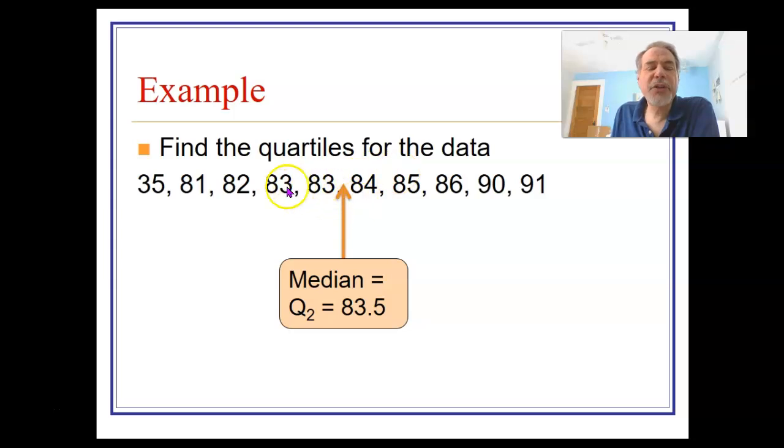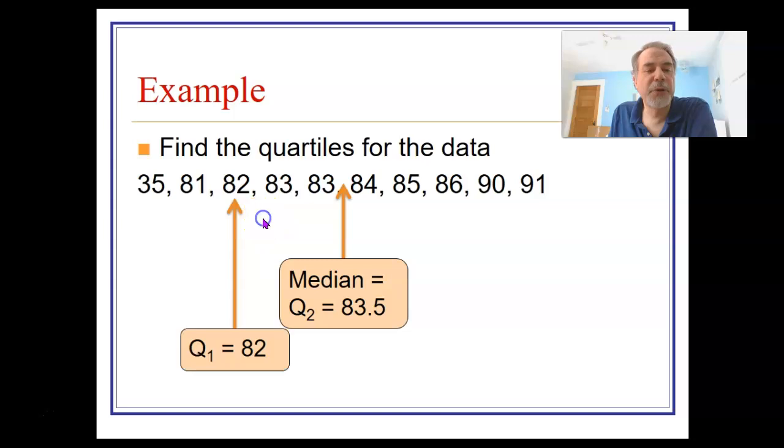Now, if you just look at the numbers that are below the median, that would be these 5 numbers here. What's the median of those? Well, with 5 of them, that's an odd number of values. The median is the one that's right in the middle, which would be 82. You've got 2 numbers that are below 82 and 2 numbers that are above 82. So 82 is the median just of those 5 numbers, which means it's Q1 of the whole thing. So Q1 is 82.